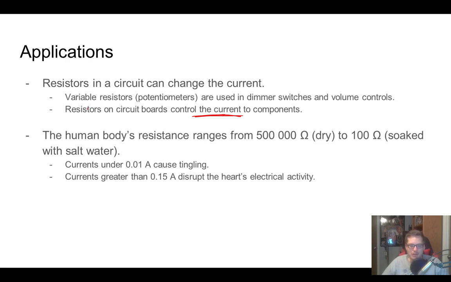We also have variable resistors. Variable resistors are called potentiometers. Pretty fancy name, but essentially there's something that's going to change that potential energy. Potentiometers.